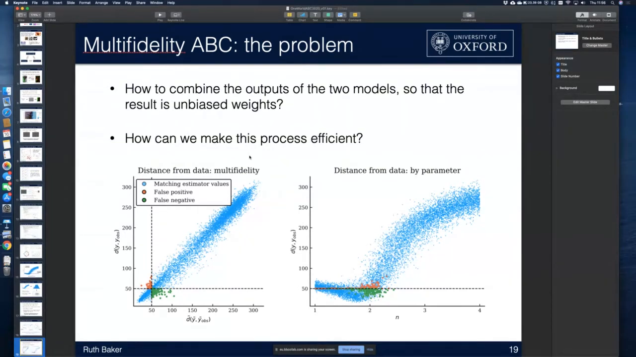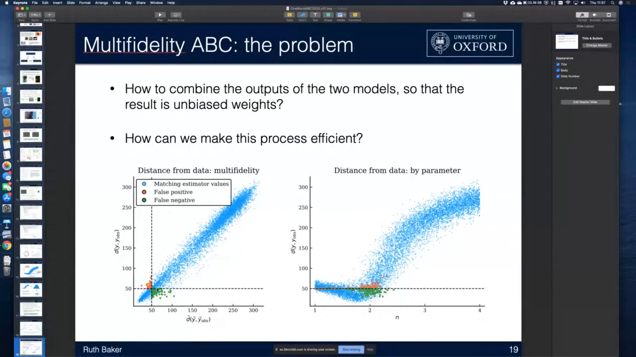The problem is, though, that there's going to be times when the accept reject decision that you would make using the low fidelity model is not going to be the same as what you would make using the high fidelity model. This is indicated in this figure on the bottom left. Much of the time, indicated with these blue dots, you'll sample the prior distribution, and the distance functions will be such that you'll essentially accept or reject the parameters under both of the models, or weight them the same under both of the models. And you'd hope that would be the case if your low fidelity model is a pretty good approximation of your high fidelity model.